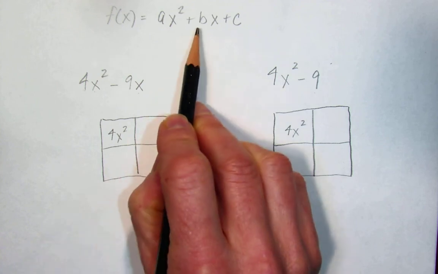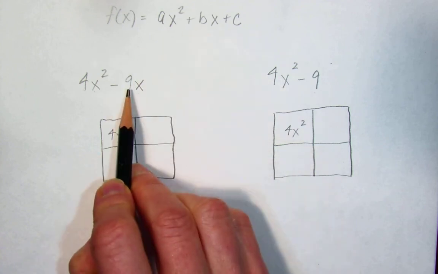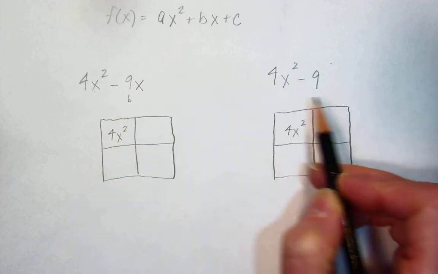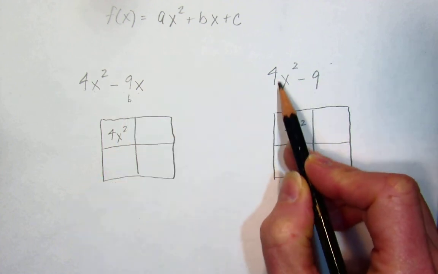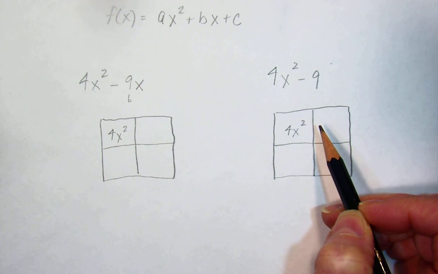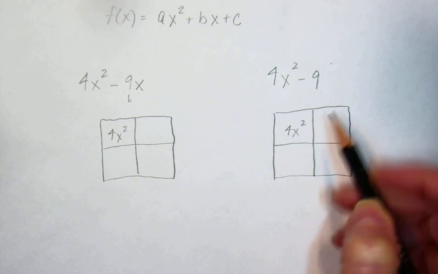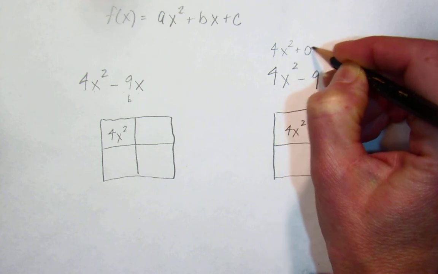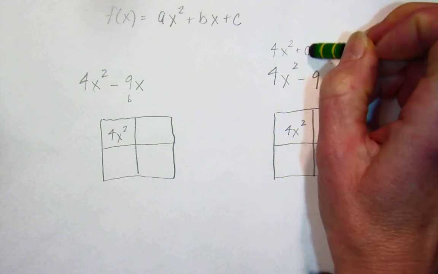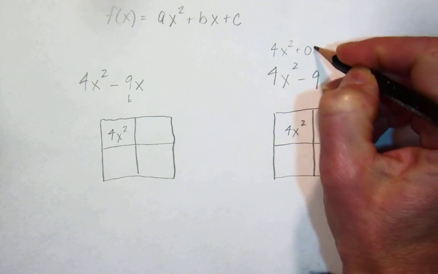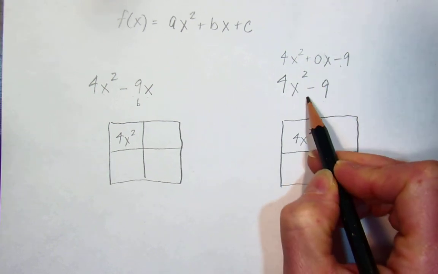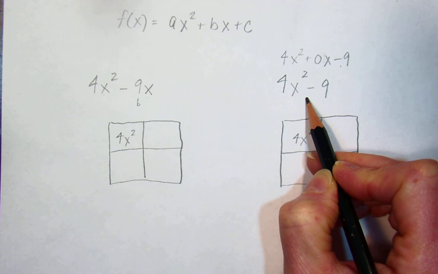B is the number in front of x. This has a b term because 9 is b. Do you see a number in front of just a plain x here? Not an x squared, but just a plain x? No, you don't. So what that means is this is actually 4x squared plus 0x minus 9. We don't write the 0x, we just know that there's no b term for this.